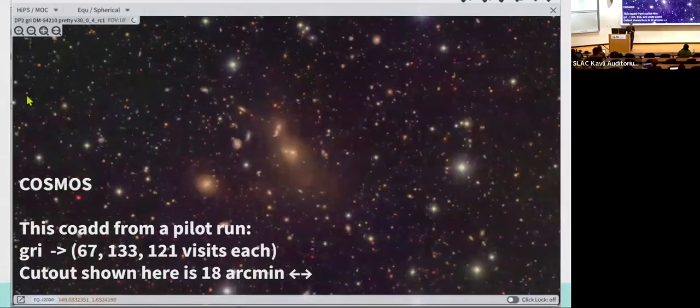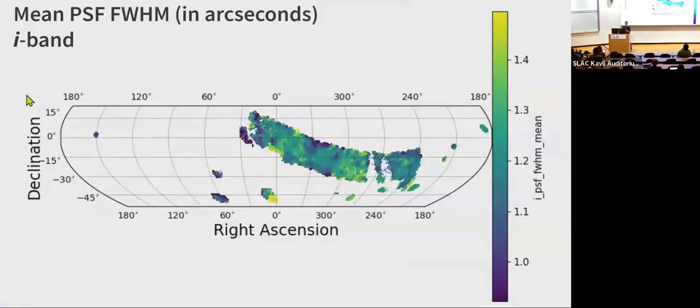Another field that you're going to be seeing plots from is Cosmos. Cosmos, we have 100 visits each, and we even hit it in 2 seasons, in both May and December, which means that if you have any variability studies that you need a 2-season baseline for, this would be a good field for that. The mean full width half max in these coadds is also pretty variable.